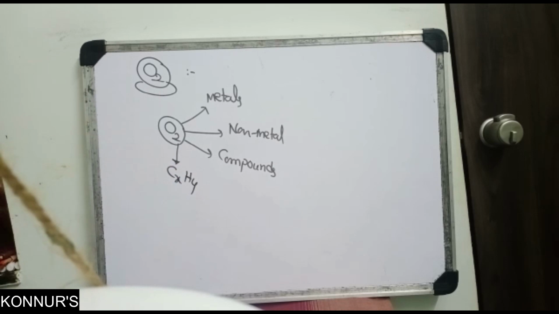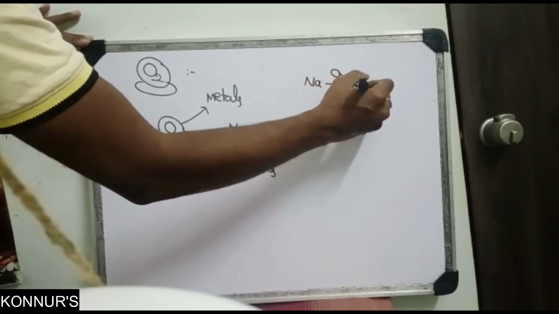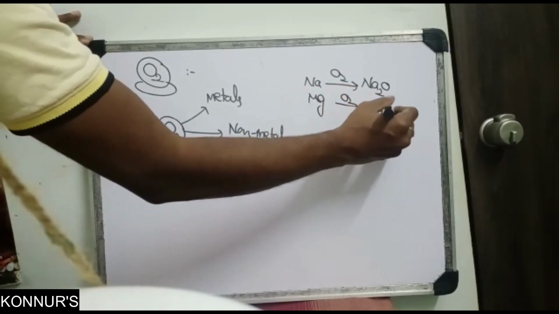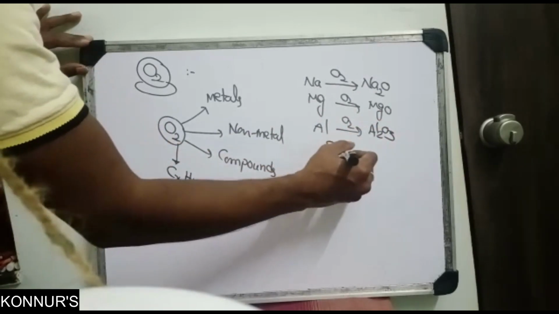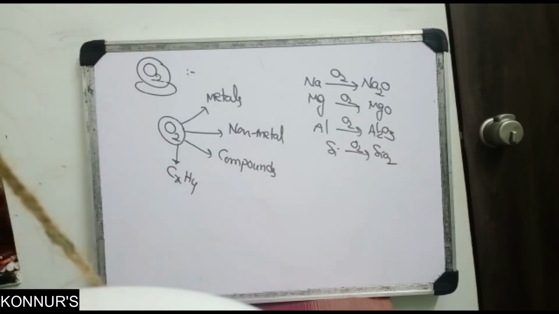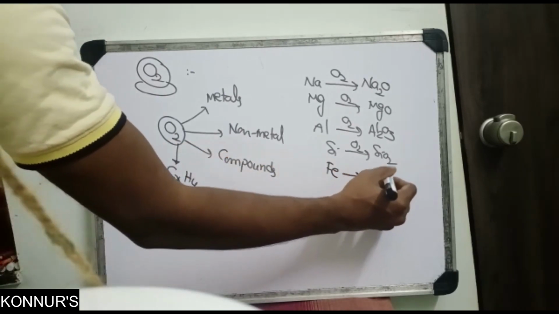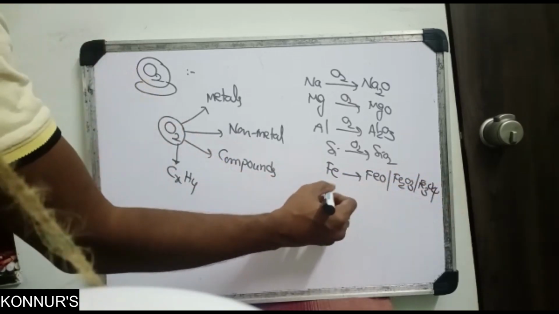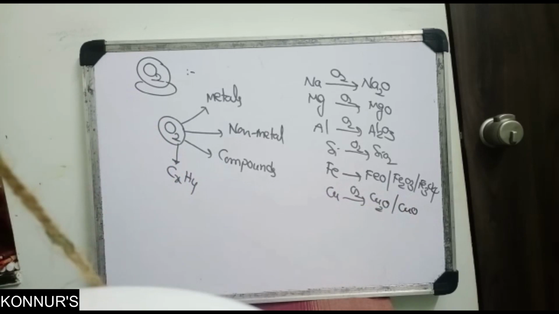CxHy. See, react with sodium, you get Na2O. Magnesium, MgO. Aluminium, Al2O3. Silicon, SiO2. So that is metals, any first group, second group, any d-block. Suppose d-block elements you are taking: FeO, Fe2O3, Fe3O4. Copper with oxygen. Like that, any metal.